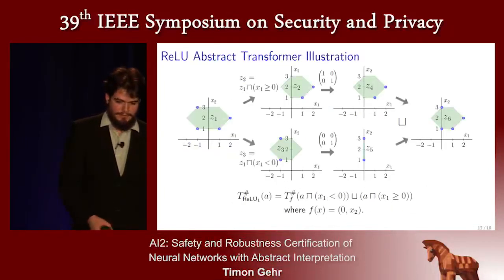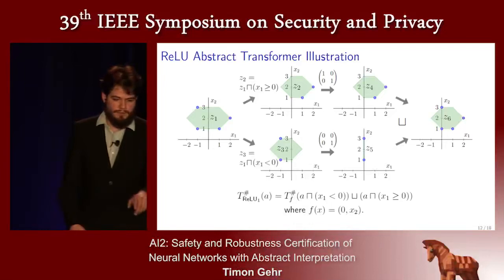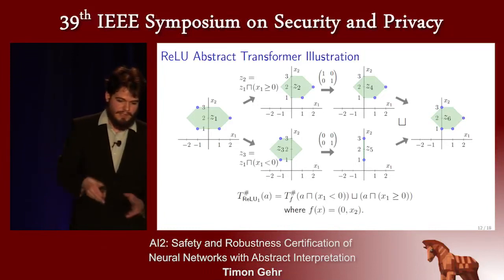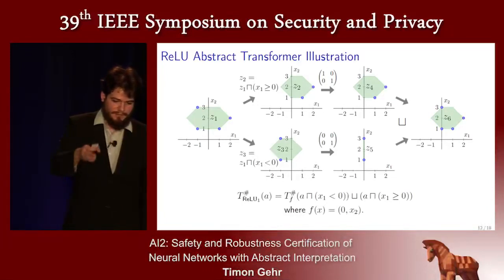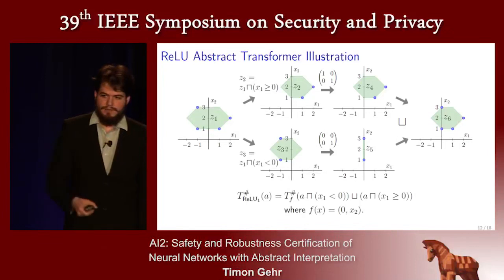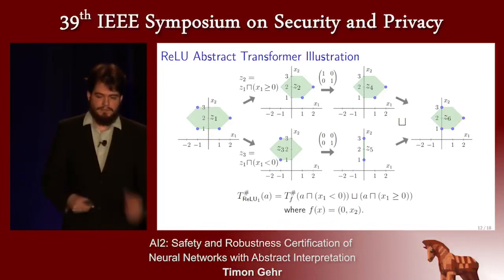And this is an illustration. We have an abstract element, then we split it into 2. You can see that each of those 2 is an over-approximation to what you would get if you intersected actually with this constraint. Then we apply the relevant transformations to both of them and join them together in the end to get something that approximates both branches.